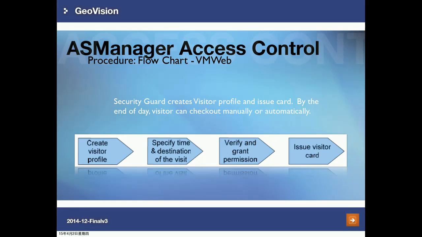Okay, so this is the flowchart for VMweb. So security guard can create the visitor profile and then issue a card. And then at the end of the day, the visitor can either check out manually by the security guard or automatically when they swipe the card at one of the doors.